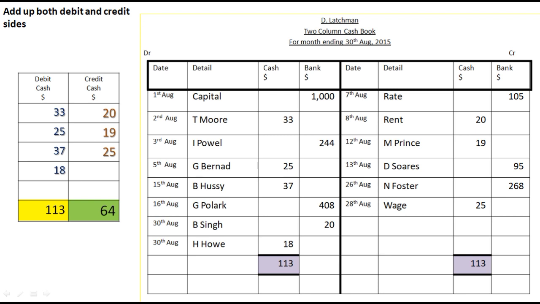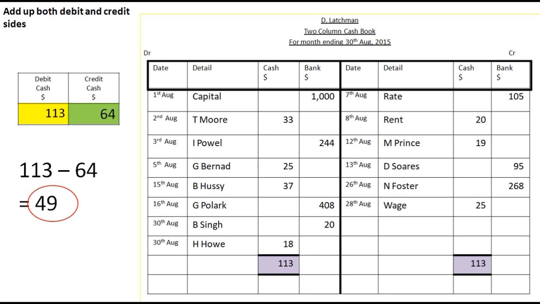Now this is stating that when we add up both the debit cash column and the credit cash column, we will end up with $113. When we add up on the debit side $33, $25, $37, $18, we end up with $113. But on the credit side, when we add up $20, $19, and $25, we won't end up with $113. We will end up with $64. Here is where the balancing of the cash book comes into play.